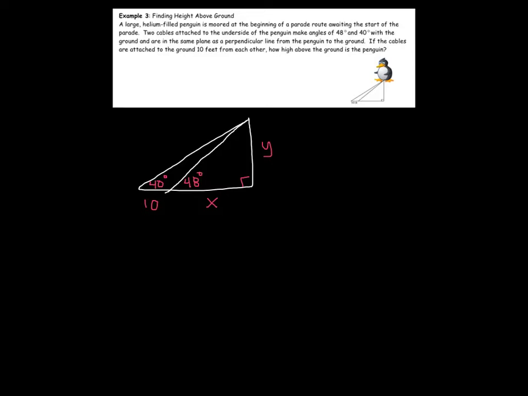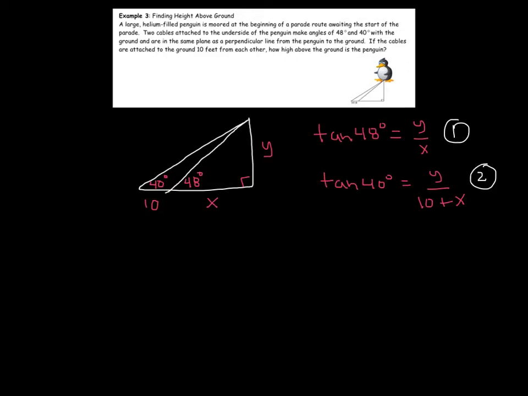So once again, this is very similar to the last problem. We're going to have to use two different triangles, a big triangle and a smaller triangle. So we will use the smaller triangle first. So that's going to be tangent. Notice there's a lot of tangents involved. So tangent of 48 degrees equals y over x. And then the bigger triangle is going to be tangent of 40 is equal to y over 10 plus x. So solving, we'll call this equation 1, and we'll call this equation 2.